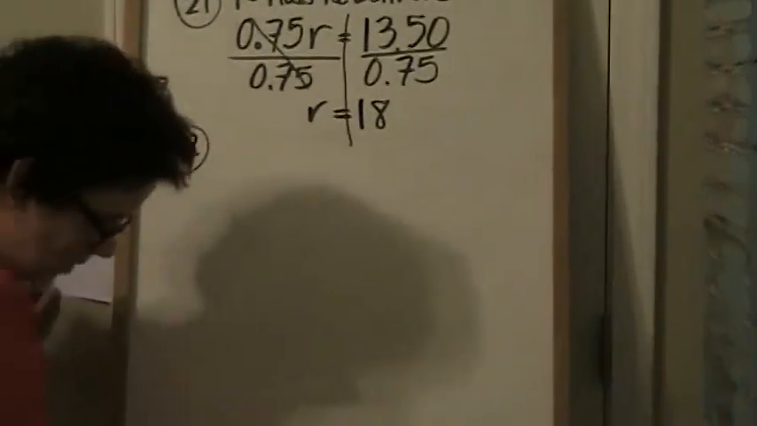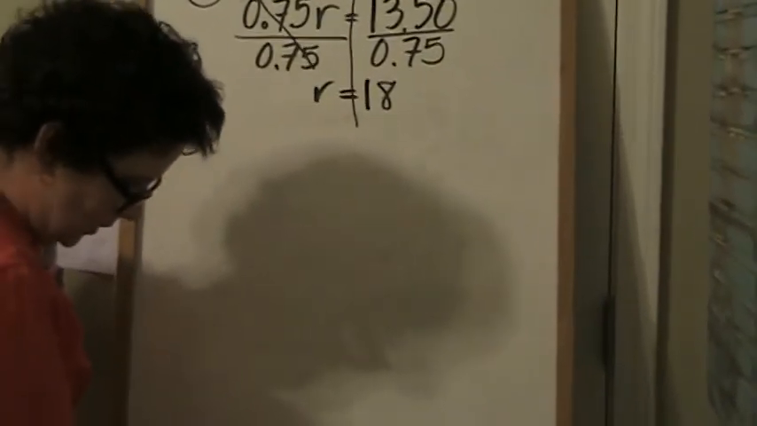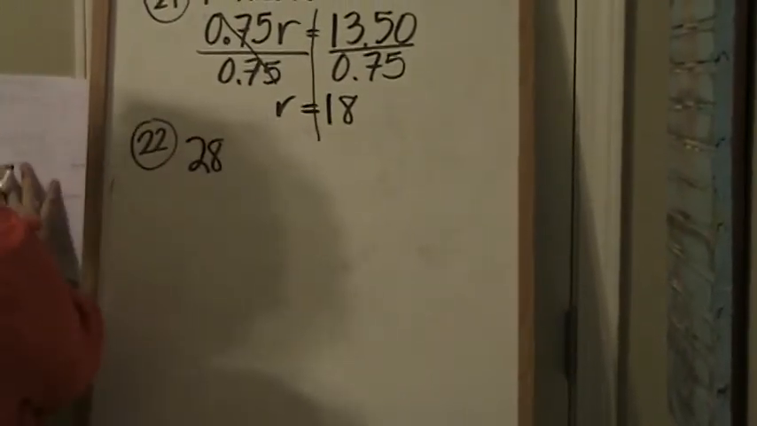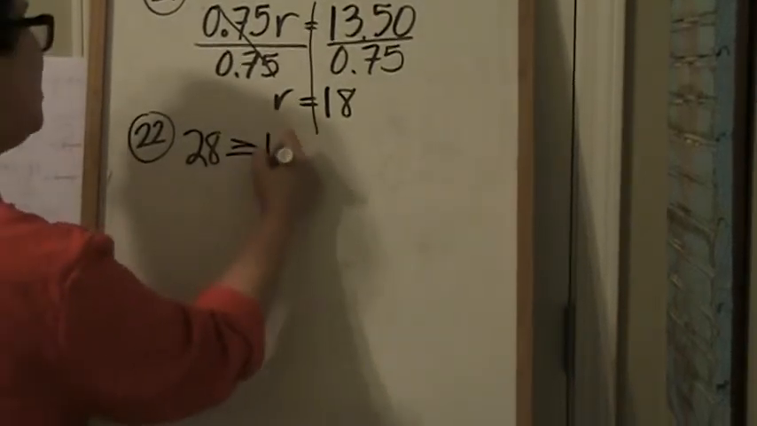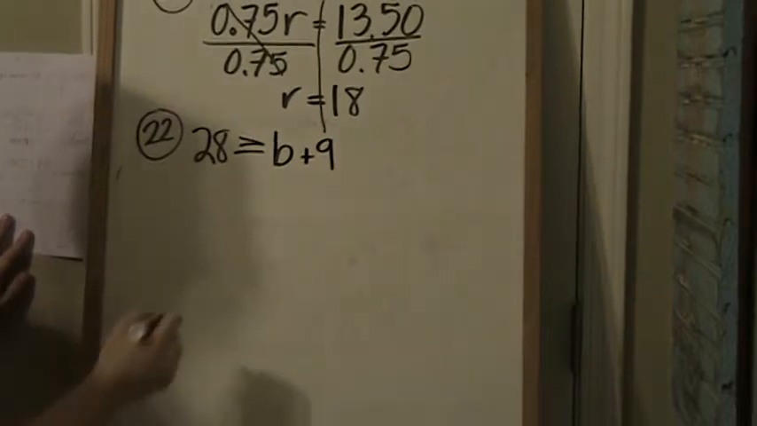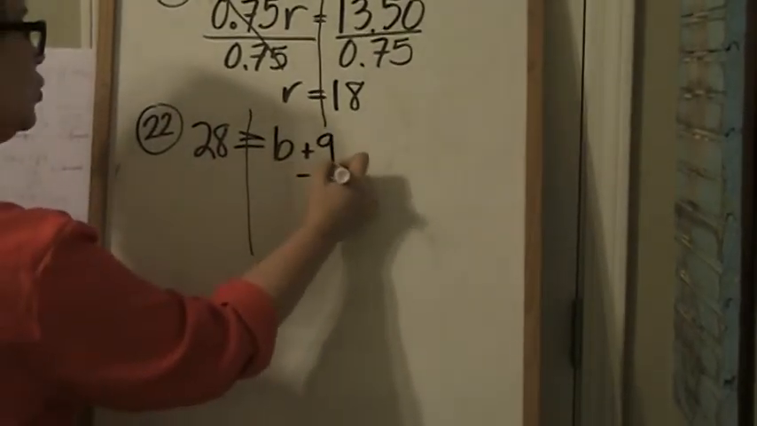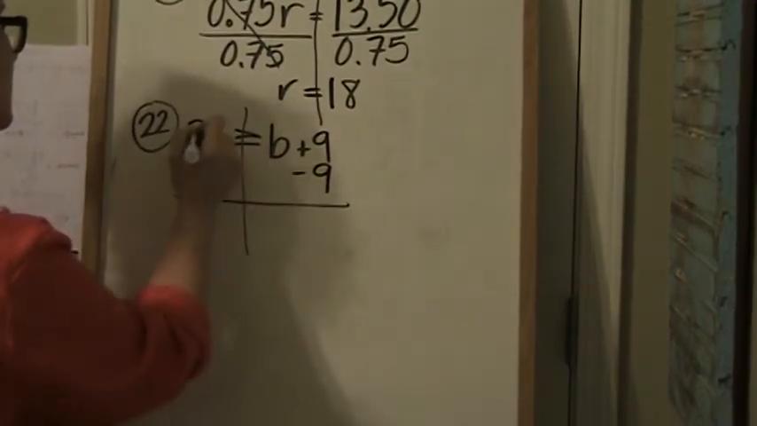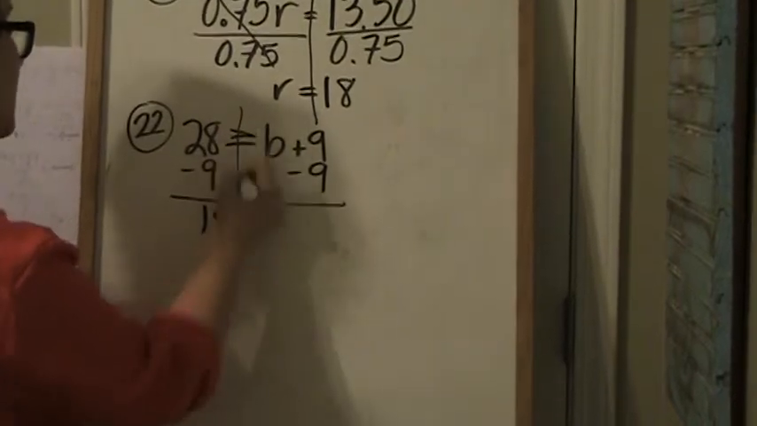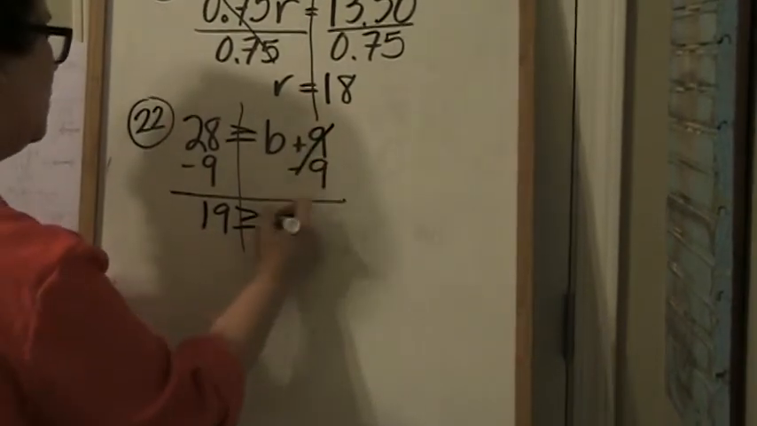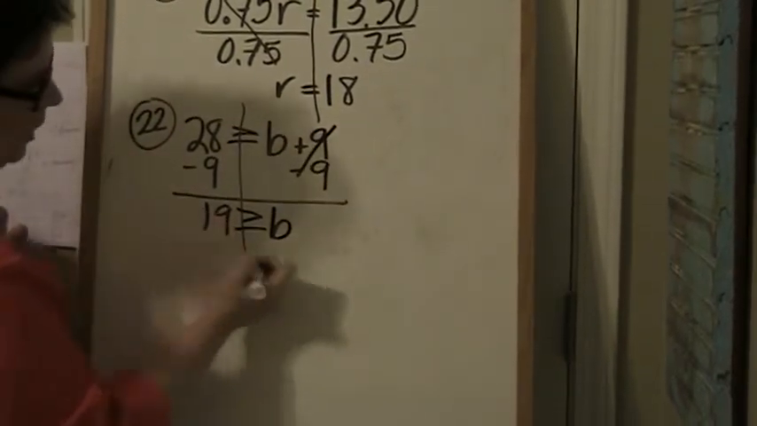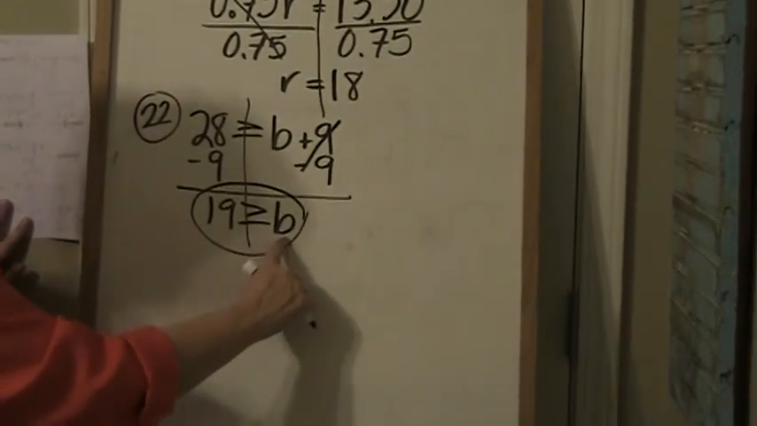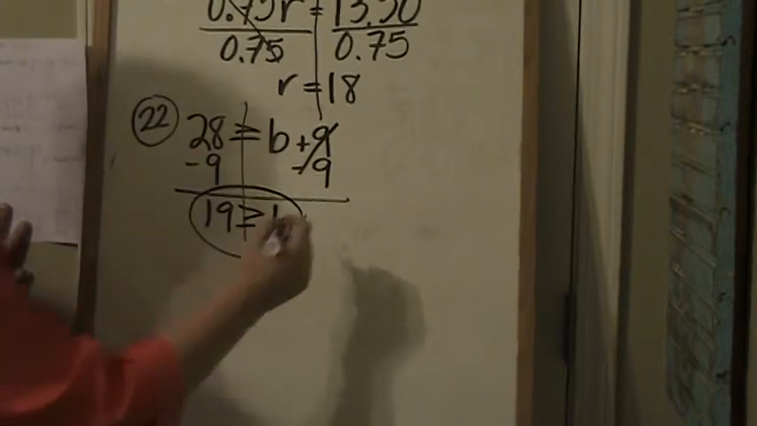The next set says to solve and graph the inequalities. Okay? So this one is 28 is greater than or equal to B plus 9. Kind of do my same thing. I'm going to subtract 9. And then I get 28 minus 9 is 19, is less than or equal to B. Now, this one's a little tricky, because the B is on that side. Really what that's saying is B is less than or equal to 19, okay?